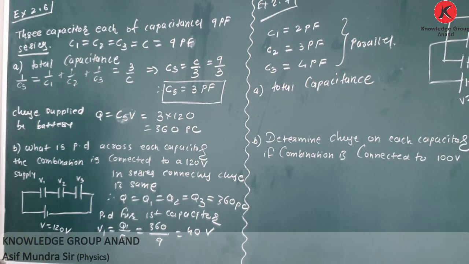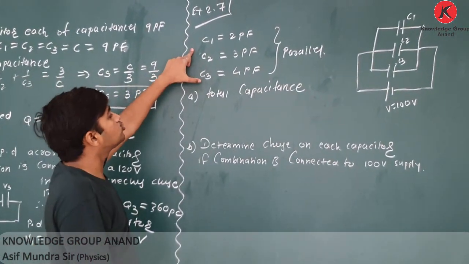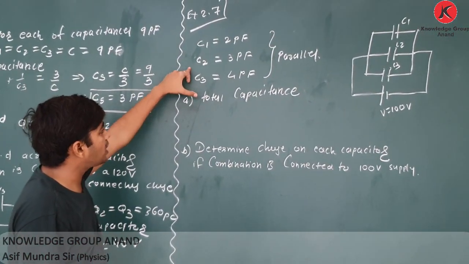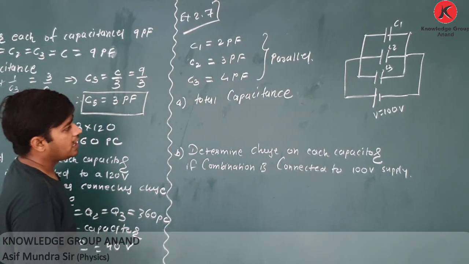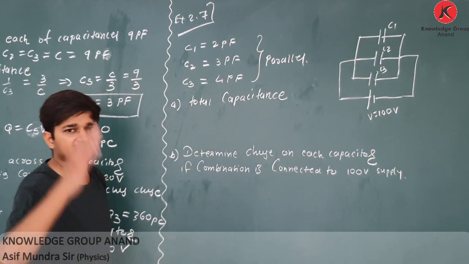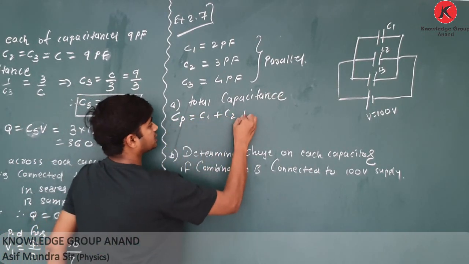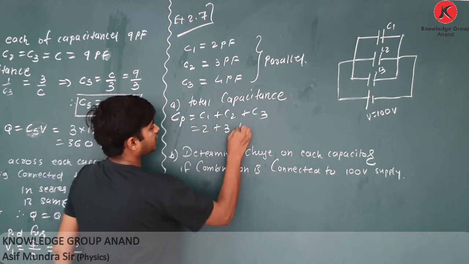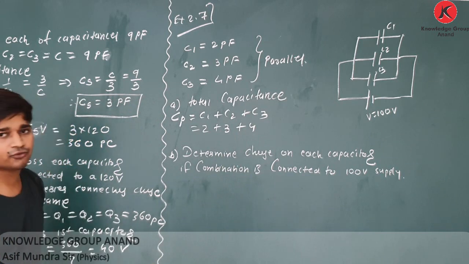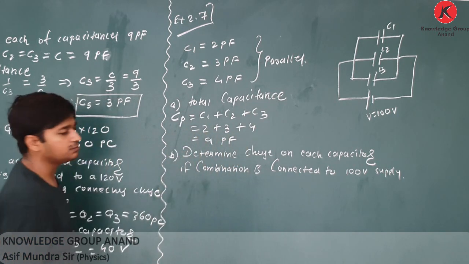Next question. Exercise 2.7. See. C1 is equal to 2 picofarad, C2 is equal to 3 picofarad, and C3 is equal to 4 picofarad. They are connected in parallel. Okay. First question, what is capacitance? Very simple. Cp is equal to C1 plus C2 plus C3 for parallel connection. It is 2 plus 3 plus 4. 2 plus 3, 5 plus 4, 9. It is 9 picofarad. Simple.